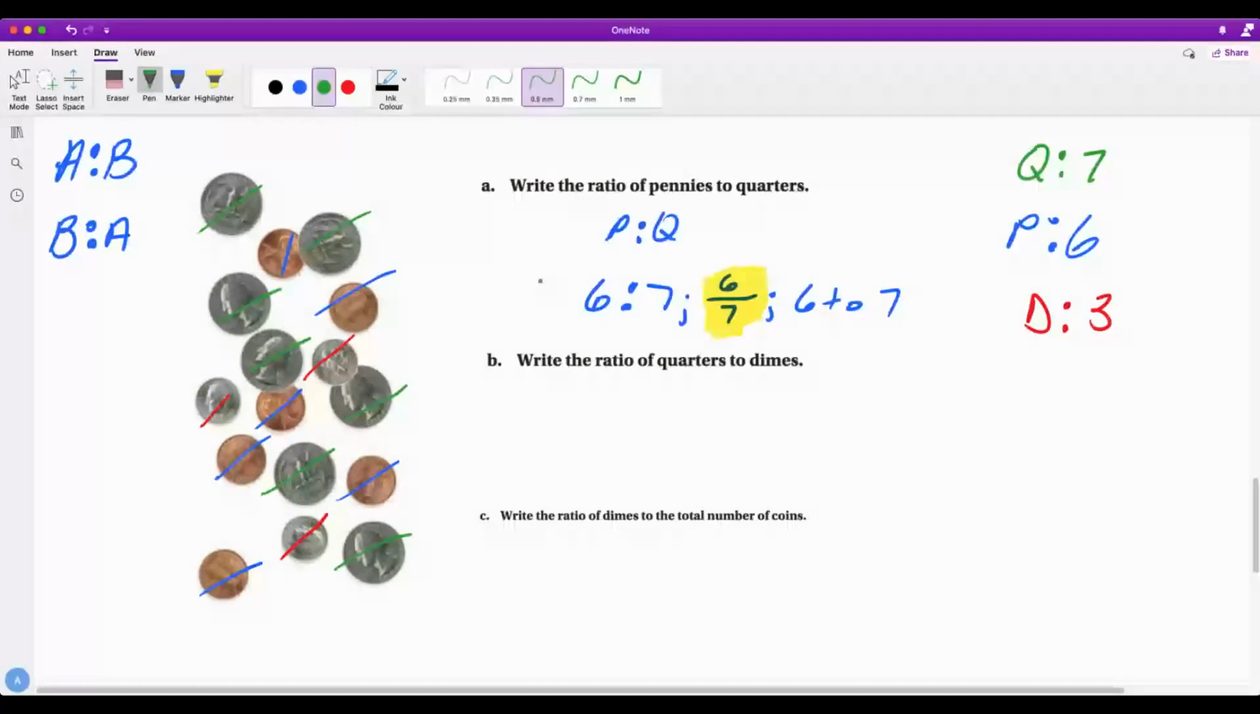Okay, the next one says, write the ratio of quarters to dimes. So I know I'm going to go quarters to dimes. Actually, let me just write it like this. Quarters to dimes. Now when I start filling this in, my quarters, I have 7 of them. And my dimes, I have 3. All right, that is our final answer. You could write it as 7:3 or 7 to 3.